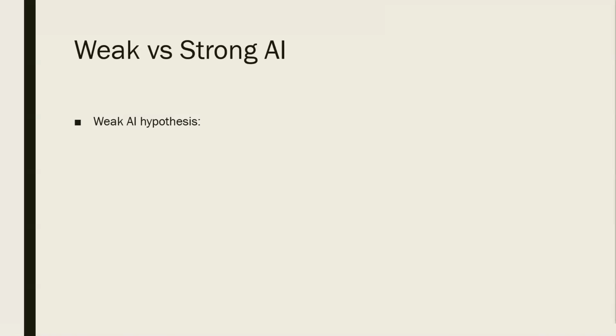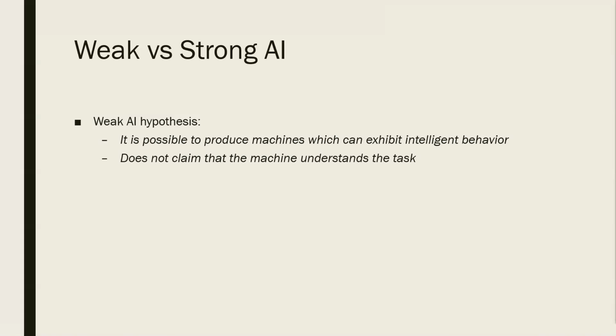So individuals who are skeptical about the power of artificial intelligence would subscribe to what we call the weak AI hypothesis. The weak AI hypothesis states that it is possible to produce machines which can exhibit intelligent behavior, but that doesn't mean that the machine really understands the task in the way that a human does. And the weak AI hypothesis also claims that the way that an AI system works internally is very different from the way that a human mind works.